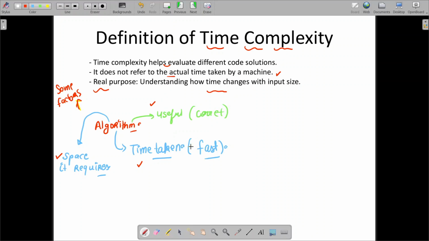Obviously it comes intuitively, right? Whenever your input size changes, if I give you a small input, it will take a smaller time and smaller space. And if I give you a huge input, ideally it takes more time and more space, right? That's normal for an algorithm.